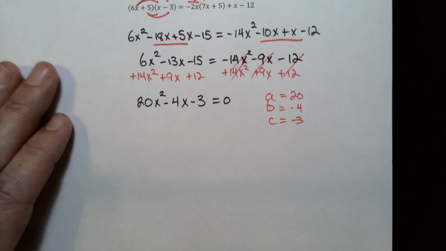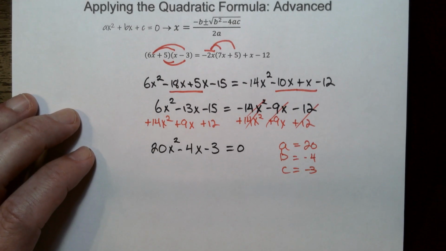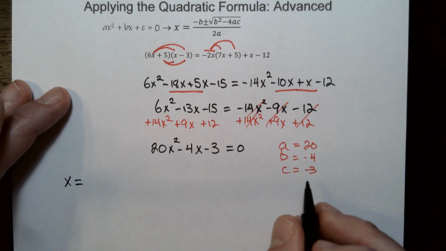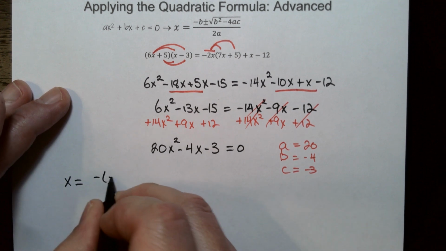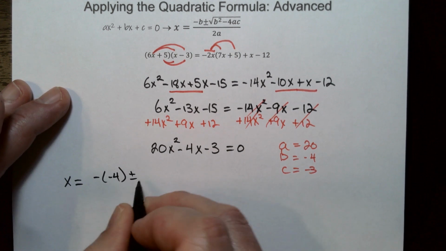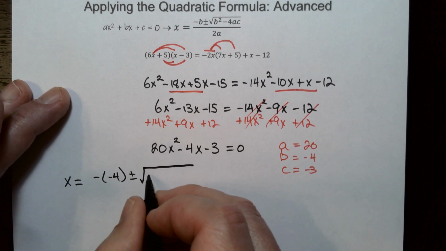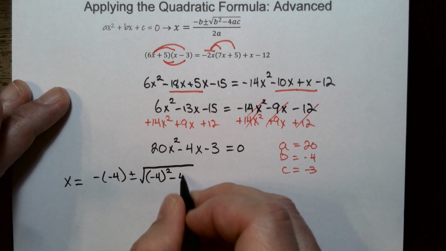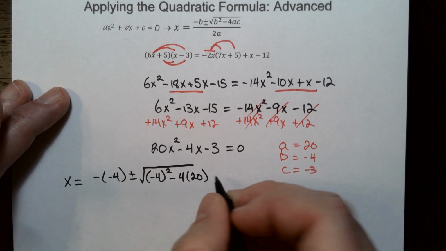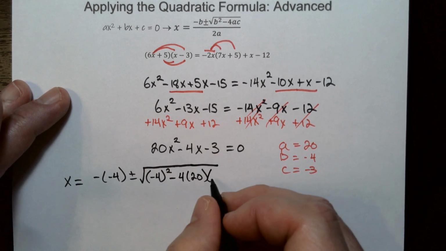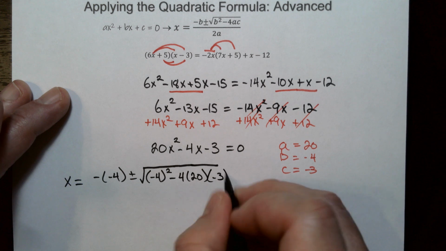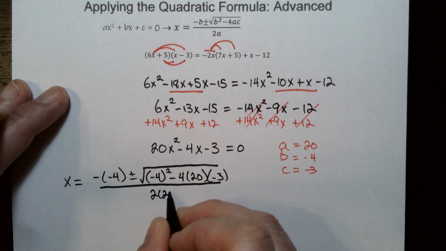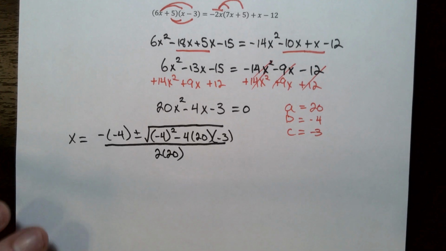Okay, so here's the formula right here. So let's write it down. X is equal to negative b, so negative negative 4, plus or minus the square root of b squared, so negative 4 squared, minus 4 times a, which is 20, times c, which is negative 3, divided by 2a, so 2 times 20. Okay, so we need to clean this up.